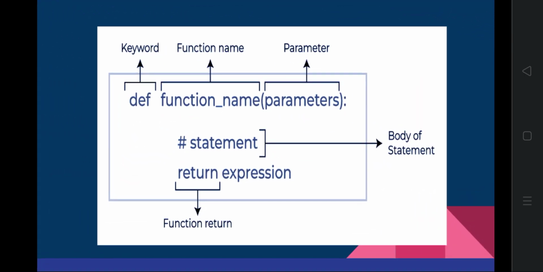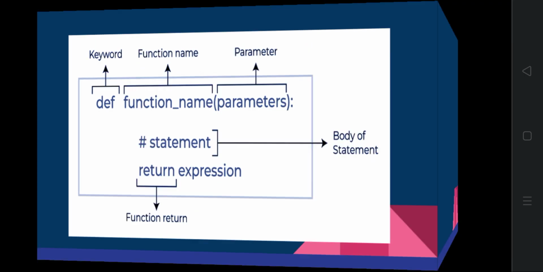Okay, now let us see the picture. The def keyword, then a space, the function name, then parameters within the brackets, and then a colon. Here the colon is the end of the definition statement, and then we have the other statements, the body of the function, and then the return expression. So the function may return a value or expression. This is the structure of a function.